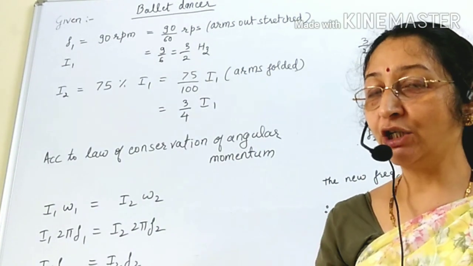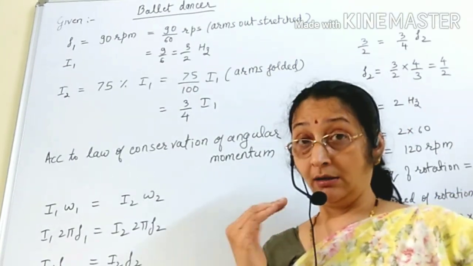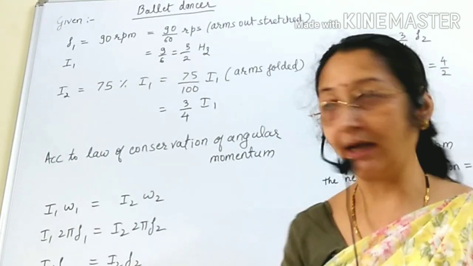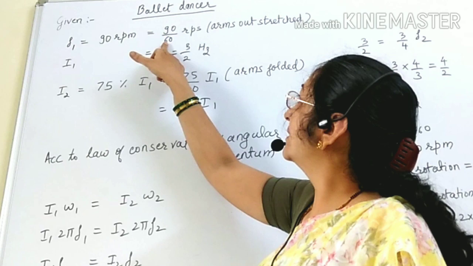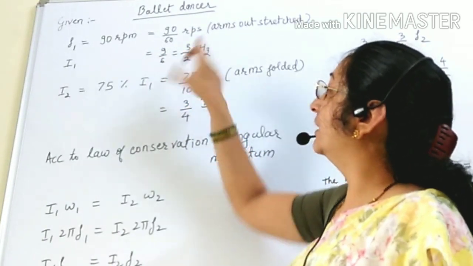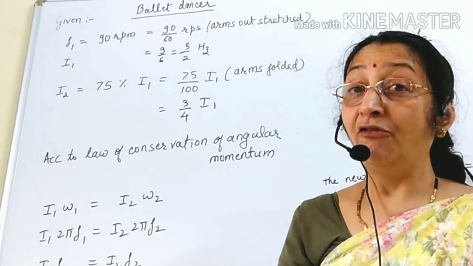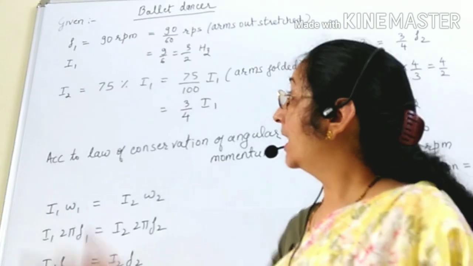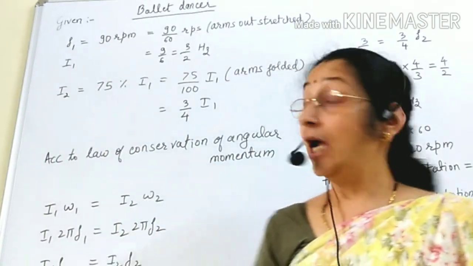Now let I1 be the moment of inertia when she is spinning with 90 rotations per minute. Now we know that rotation per minute is not an SI unit. In SI units, that is hertz, rotation per second, so we write 90/60 rotation per second. So 9/6, we get 3/2 hertz is the frequency of the rotation of the ballet dancer initially, when I1 is the moment of inertia.